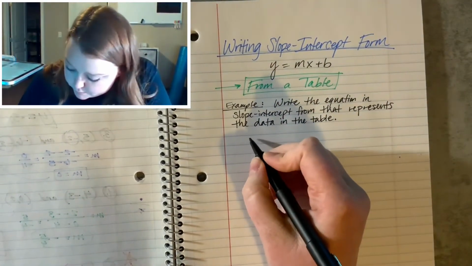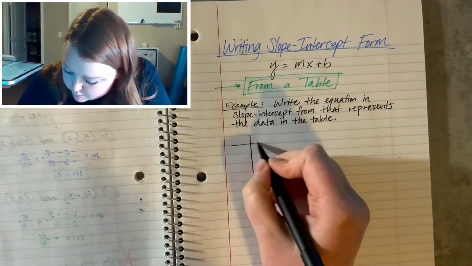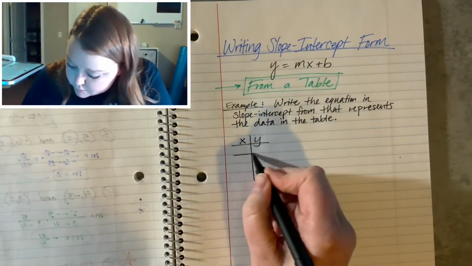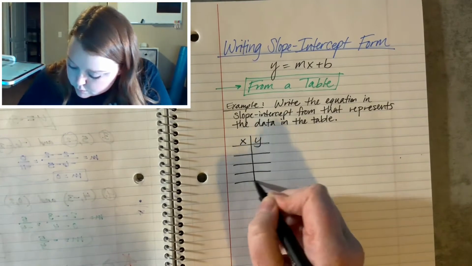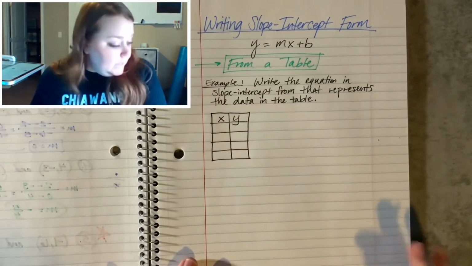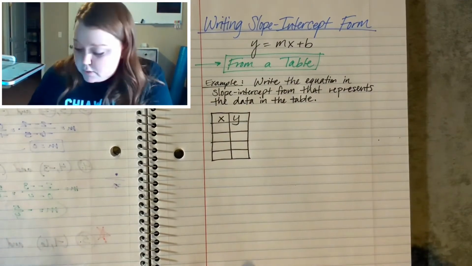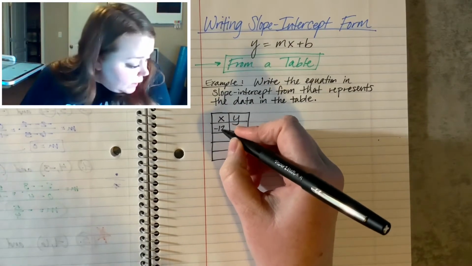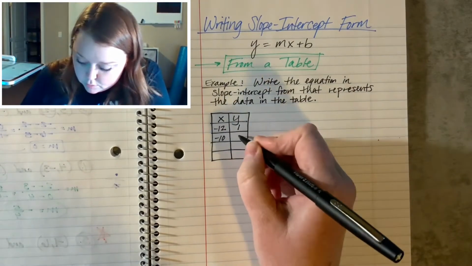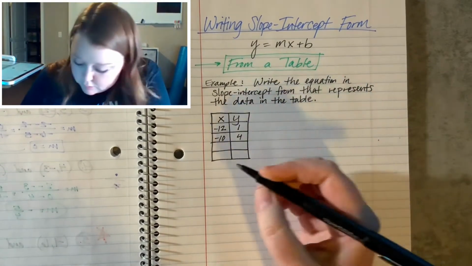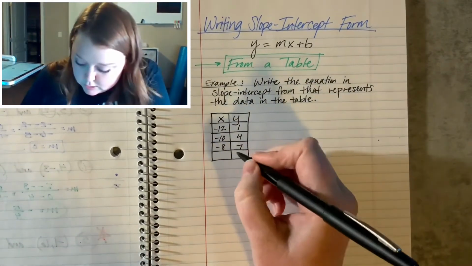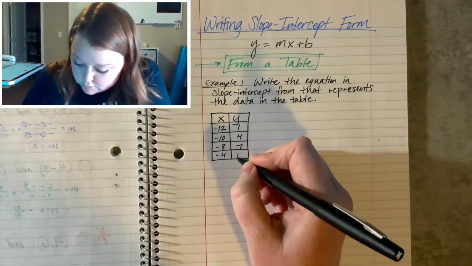So of course, we're going to have an xy table here, and we're going to do 4 ordered pairs. So set up your table, please, and let's fill in some ordered pairs. Here we go. -12, 1. -10, 4. -8, 7. -4, 13.